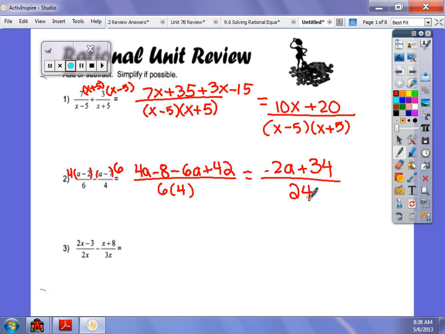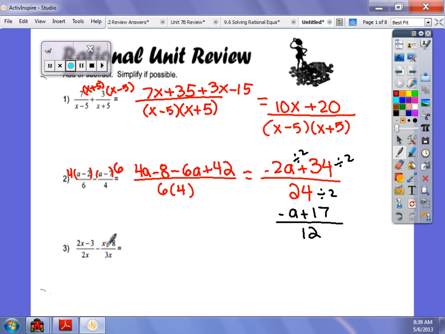So now if you notice, each of my terms is divisible by 2, which means I can divide all of these by 2. So that's what I'm going to do to reduce it. And when we reduce it, we get an answer of negative a plus 17 over 12. So make sure to always reduce to your lowest terms.